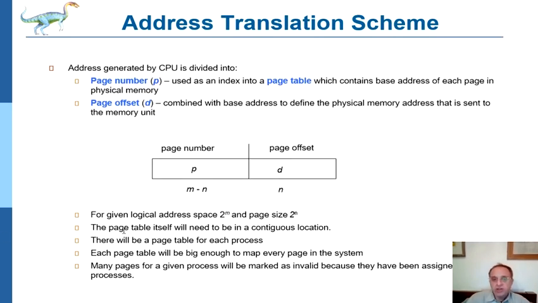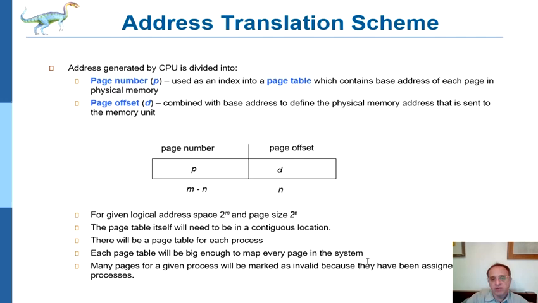There will be a page table, so the page table itself will need to be contiguous. There will be a page table for each process, like I said, because some of the pages will be invalid for each process. Each page table will be big enough to map every page on the system, so we're going to have large page tables.